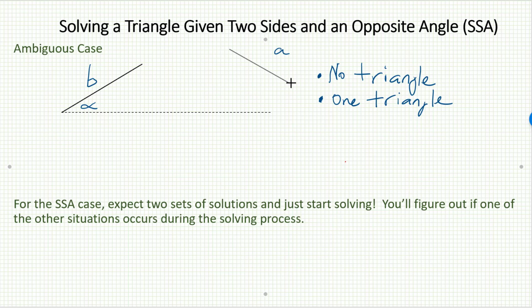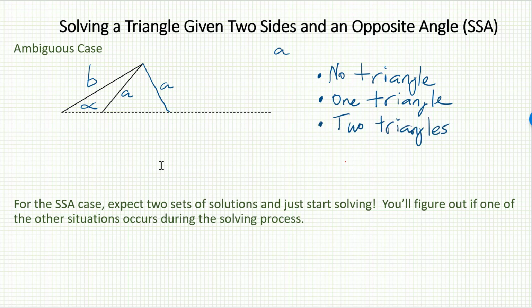But here's the strangest situation. What if A isn't super short or super long? What if it's kind of in between? Well, if I bring this over here, of course I can certainly swing it around and make a triangle, but I could also swing it around on this side and make a second triangle. In other words, that same length can be used to generate two different triangles. Alpha is still the same, B is still the same, but you could make this little triangle with side A or this bigger triangle with side A. In other words, two triangles are possible.